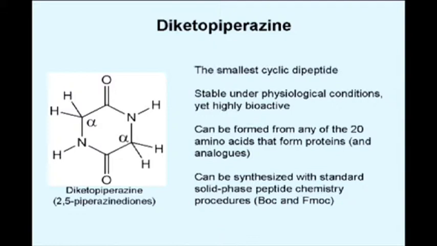It can be formed from any of the 20 amino acids that form proteins and also their analogues. Diketopiperazine can be synthesized from standard solid-phase peptide chemistry procedures using Boc and Fmoc synthetic systems.